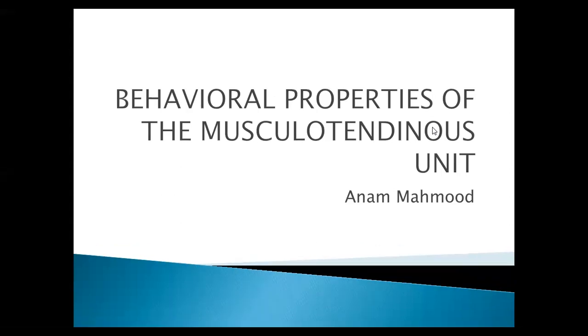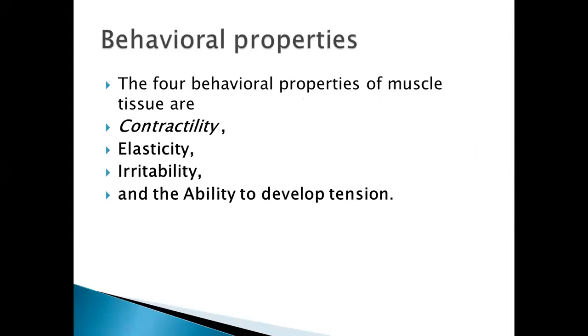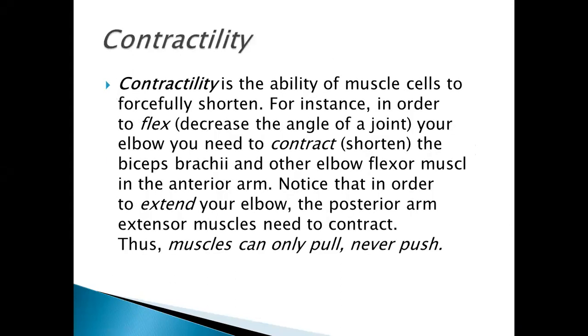In this lecture, we will study behavioral properties of musculotendinous unit. So let's start. There are 4 behavioral properties of musculotendinous unit. Number 1, contractility. Number 2, elasticity. Number 3, irritability. Number 4, ability to develop tension. Let's study it one by one.